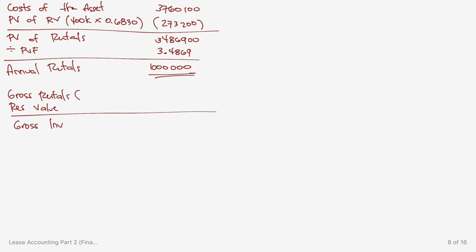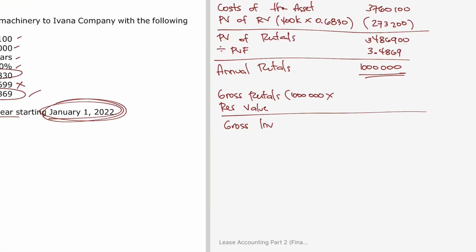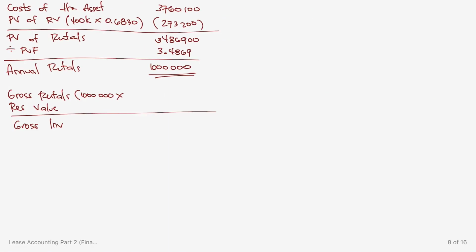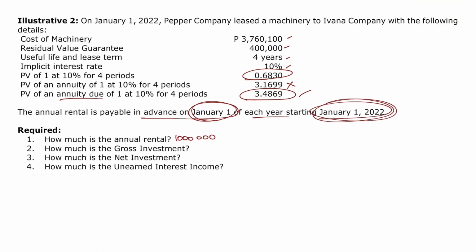So, magkano bang gross rentals? This will be equal to 1 million pesos times the lease term. Ang lease term natin is 4 years, no? So, times 4. So, this will be equal to 4 million pesos. Plus the residual value, no, of 400,000. So, our gross investment now will be equal to 4.4 million. So, requirement number 2, 4.4 million will now be our final answer. Okay?